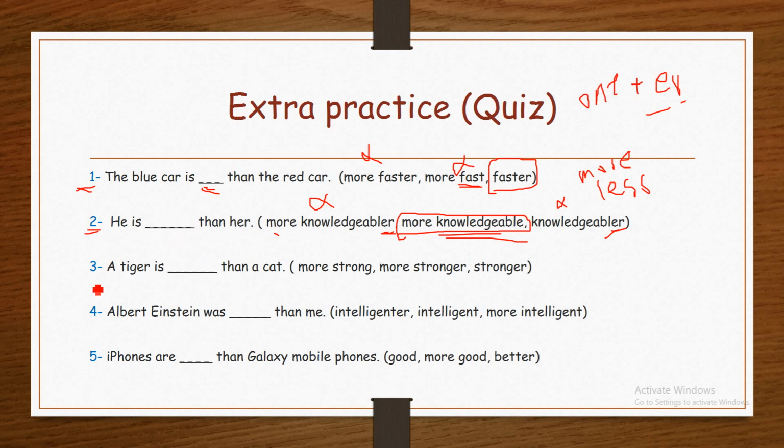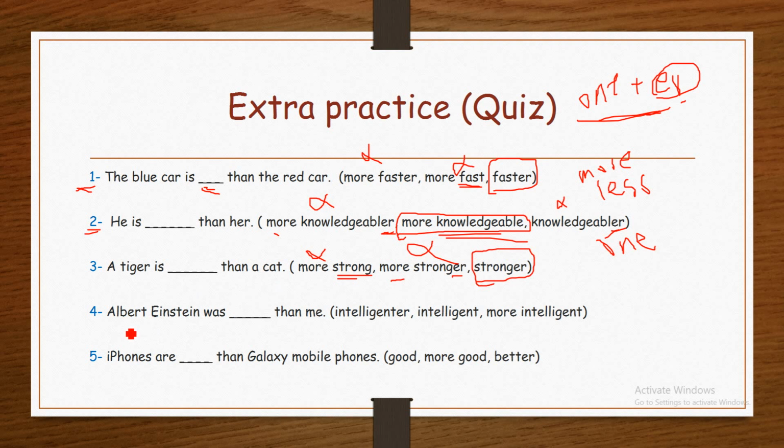Number 3. A tiger is blank than a cat. We have the adjective strong. More strong, more stronger, stronger? Strong is one syllable. We said for one syllable adjectives, we just add er to them. Therefore, strong becomes stronger. More strong is not correct. More stronger is also not correct. We cannot add more and er at the same time. Stronger is the correct answer. A tiger is stronger than a cat.